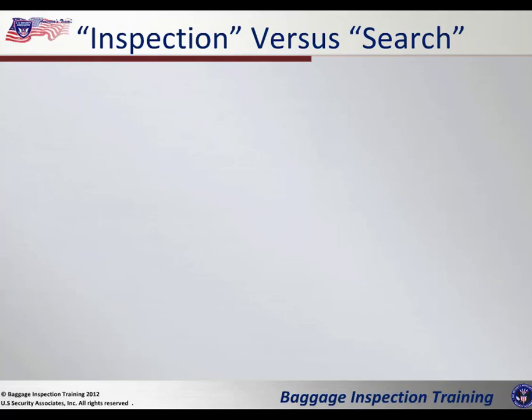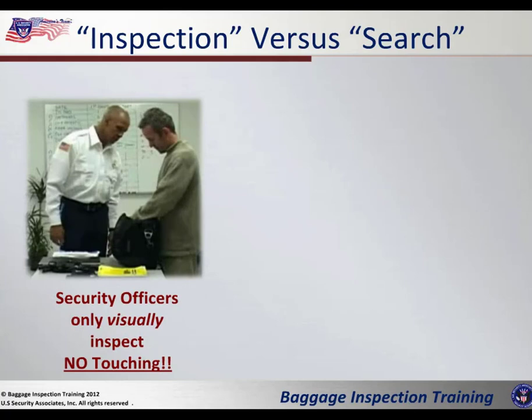Now let's look at the term inspection versus a search. As a U.S. Security Associates officer, you're going to be performing visual inspections. There's absolutely no touching of the person or their belongings. Here you'll notice the security officer is asking the employee to take items out of his carry bag so that he can see what is in there.